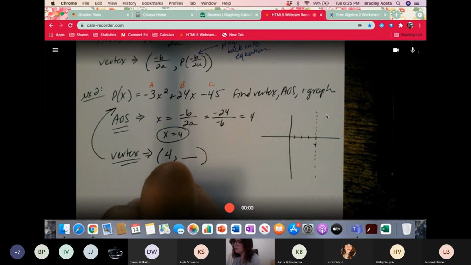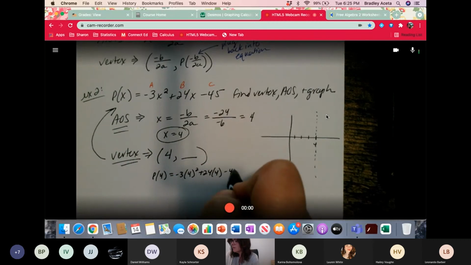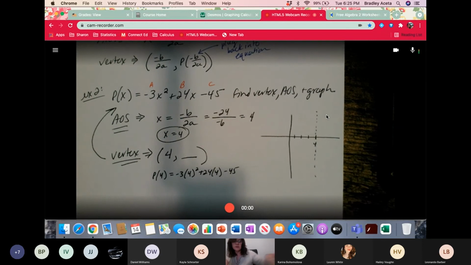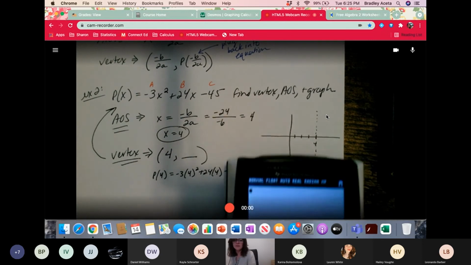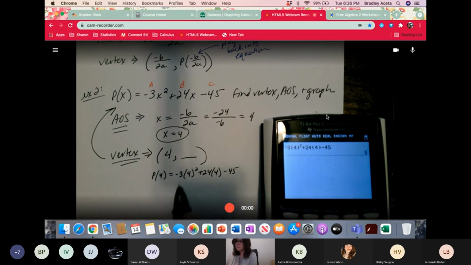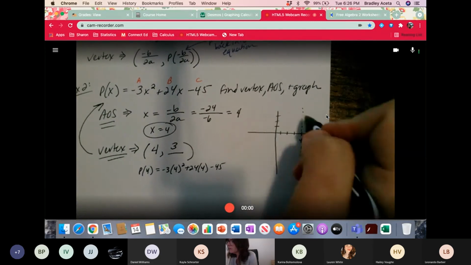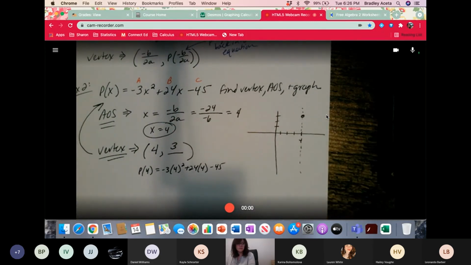So P of 4, what would it be? Well, it would be -3 times 4 squared plus 24 times 4 minus 45. And let your calculator do all the work. Let's see what I got. Ooh, such a glare. -3 times 4 squared plus 24 times 4 minus 45. 3. My vertex is at 4, 3. Okay. 1, 2, 3. So there's my vertex.